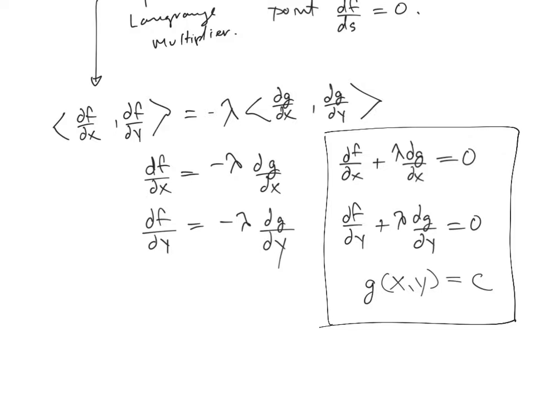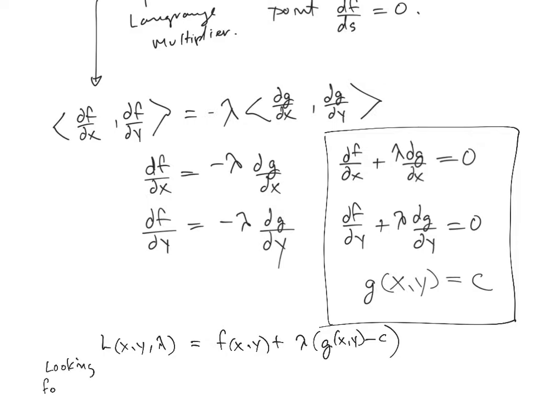Sometimes we put this all together into one equation called the Lagrangian. So it's a function of three things, x, y, and lambda. And it's just going to be equal to this. Okay, and we're looking for xy so that the gradient of this thing is equal to 0. Okay?